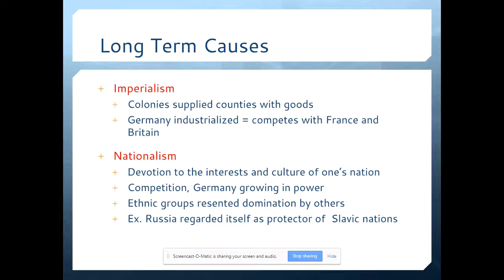So as Germany industrializes, it competes with France and Great Britain in the contest for colonies. And they're going to try to build the biggest and baddest empires. The last one is nationalism.